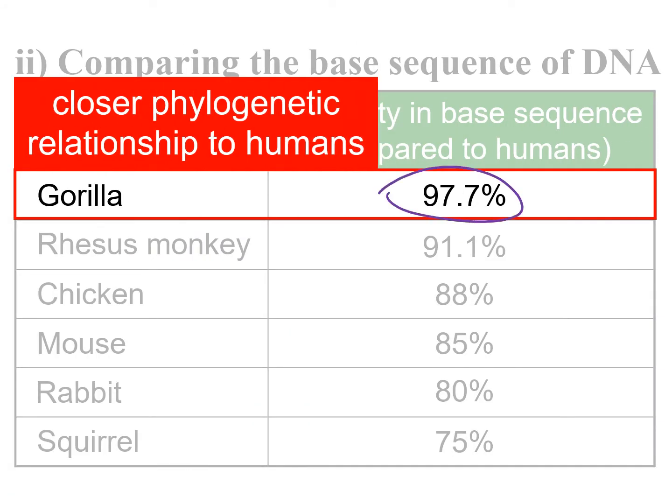Since gorilla has the greatest similarity in the base sequence compared to human, gorilla has the closest phylogenetic relationship to human. Or you can say gorilla has the closest evolutionary relationship to human.